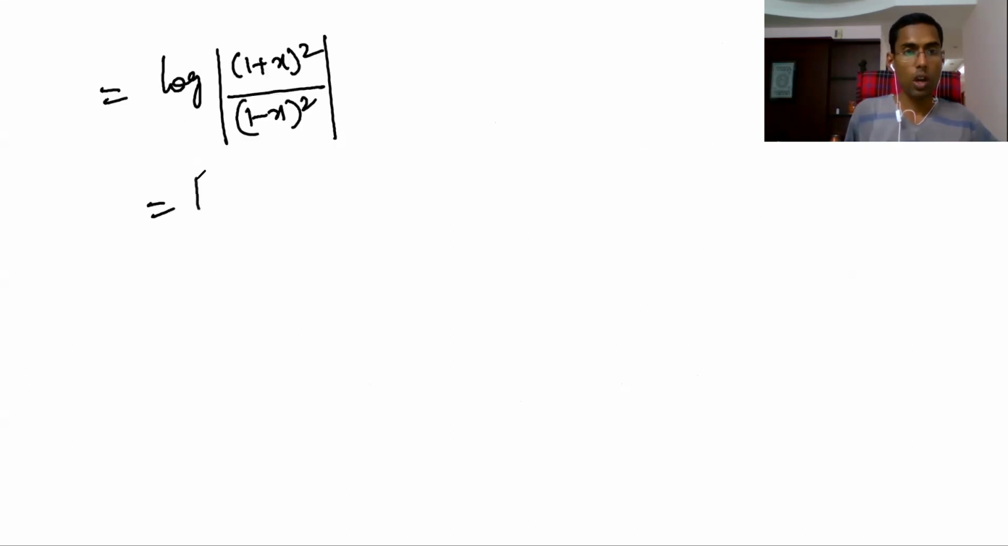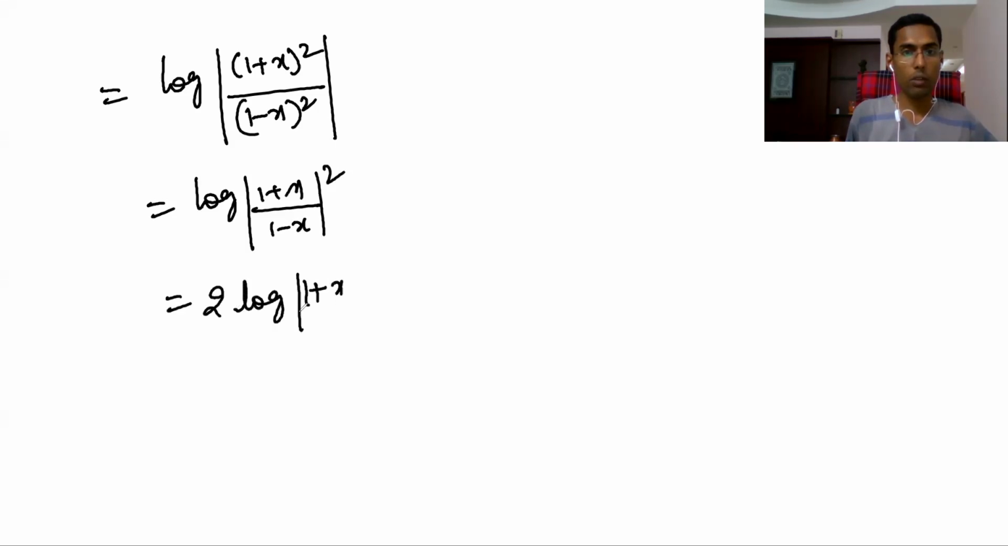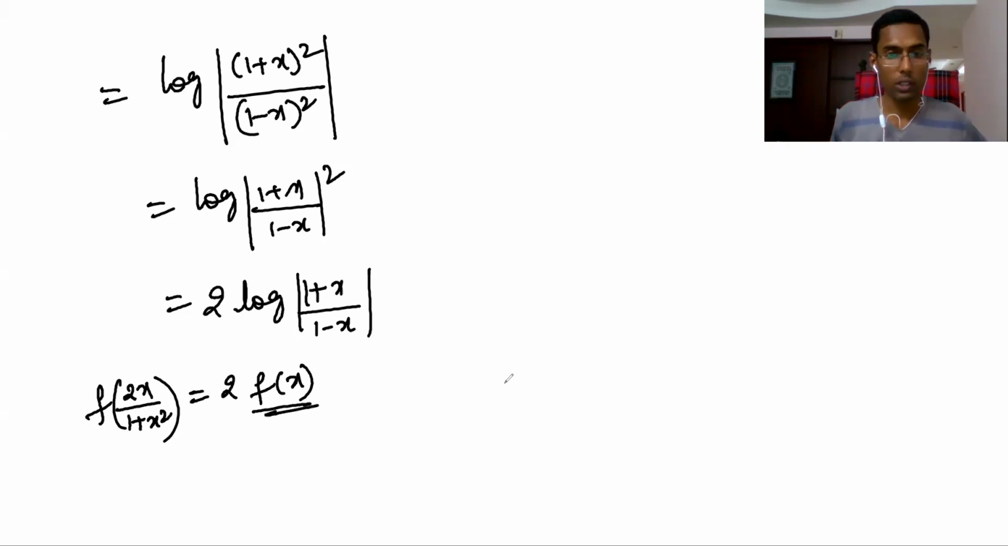So what you get here, log of 1 plus x by 1 minus x whole square. The power comes to the front, 2 into log of 1 plus x by 1 minus x. So that is 2 into, this is f of x only again. So f of 2x by 1 plus x square we got as twice f of x. So that's the fourth question.